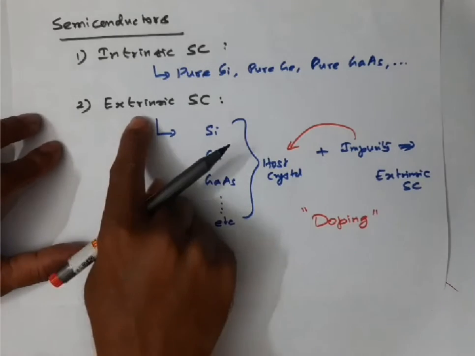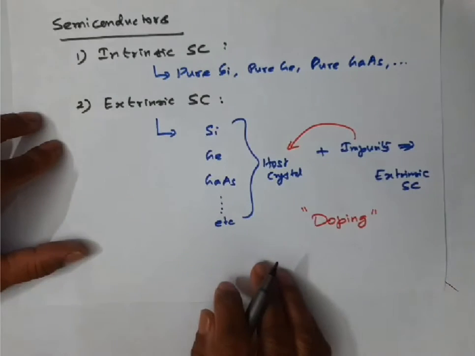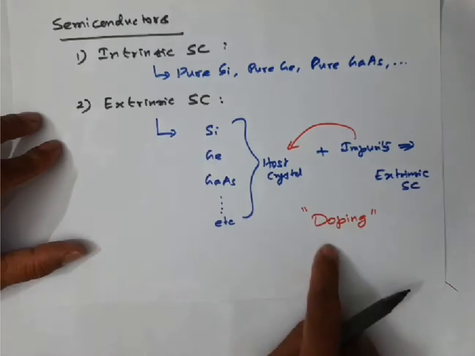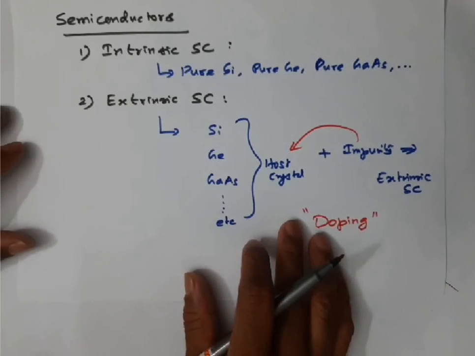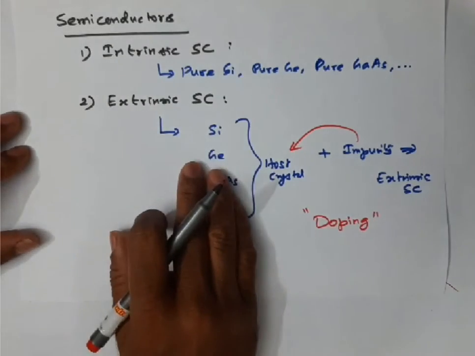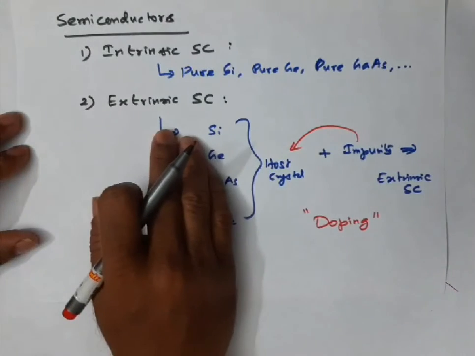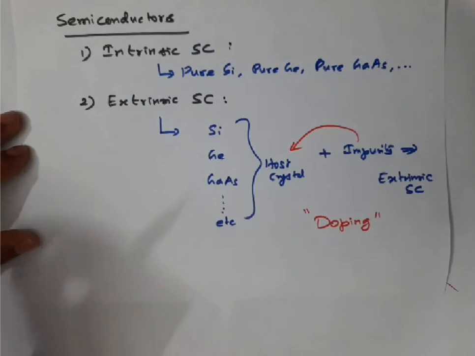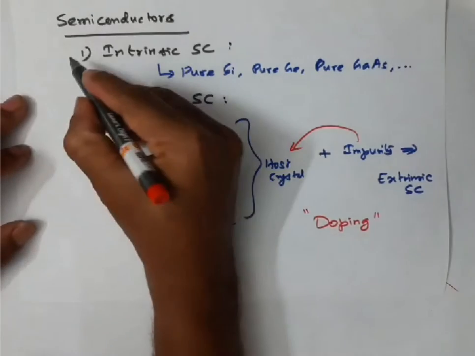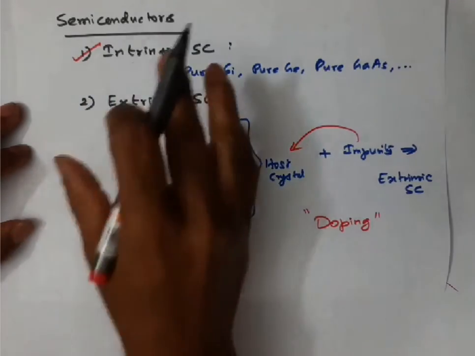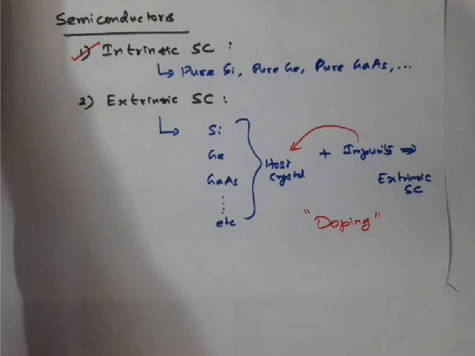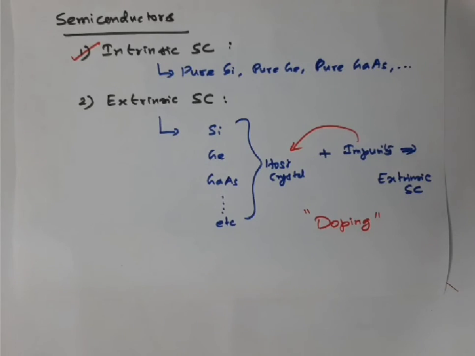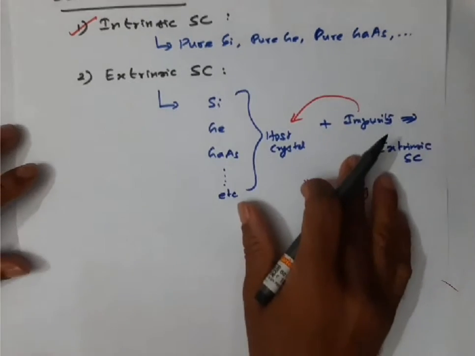So extrinsic semiconductors are also called doped semiconductors, because we have doped with some impurity. This is the basic difference between intrinsic and extrinsic semiconductor. Intrinsic means pure material. Extrinsic means to the pure material we add some impurity. First, let us start with the intrinsic semiconductor. We will discuss about intrinsic, get some idea about that. Then we'll discuss extrinsic semiconductor.